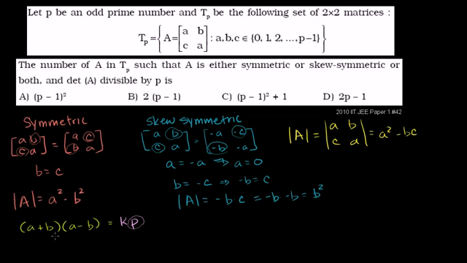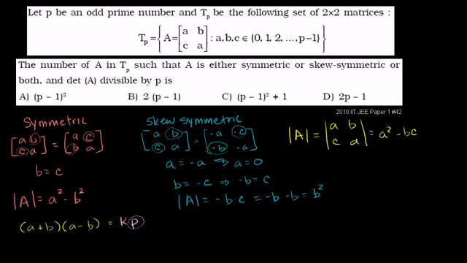Now let's think about how this would work. In order for this to be divisible by P, that means either the first term is divisible by P, or the second term is divisible by P. Let's think about that. Either the first term or the second term is divisible by P, or, in theory, both terms are divisible by P. So one of those is going to be divisible by P.